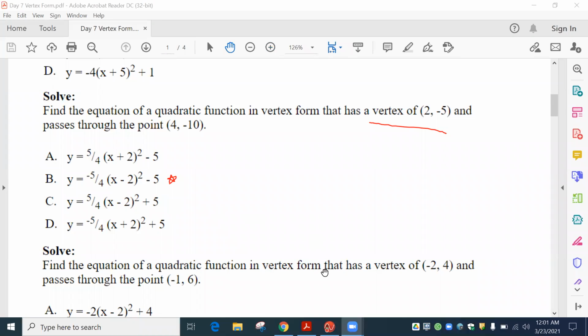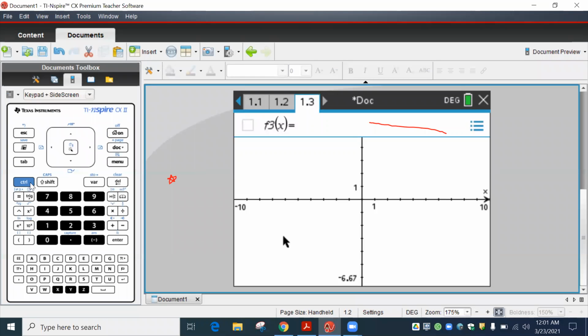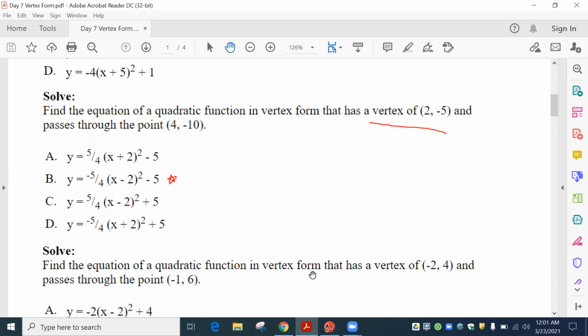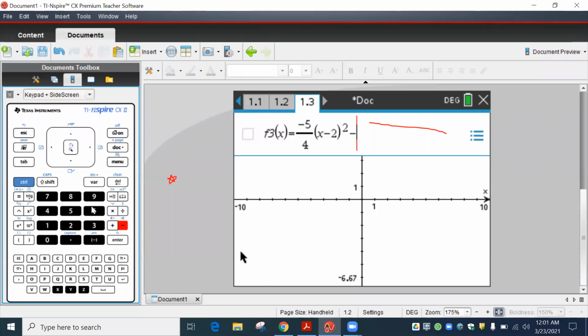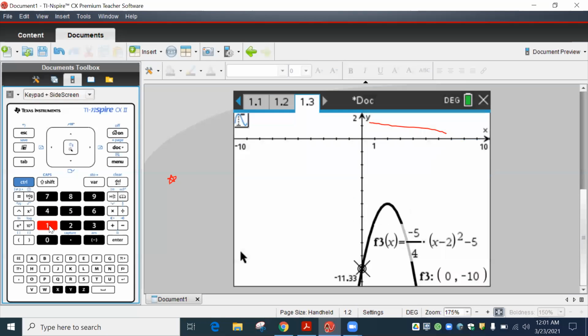So -5/4. Oh, I guess it helped if I hit negative. -5/4, parentheses x, it was -2 squared. Was that that? Yep, -2. And then -5 at the end. So we hit enter. Menu 5 1.